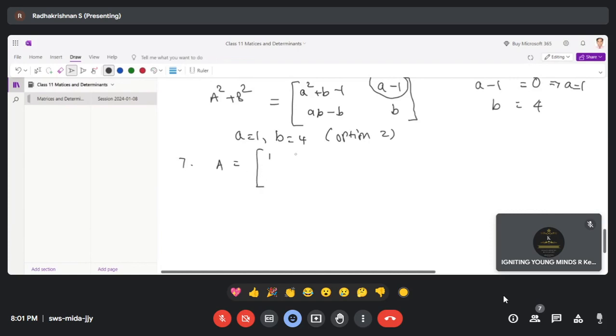A is 1, 2, 2, 2, 1 minus 2, a to b. So what is A transpose? The rows and columns get interchanged. So instead of 1, 2, 2 as a row, you write it as column. Second row becomes second column. So that means 2, 1 minus 2, a to b.